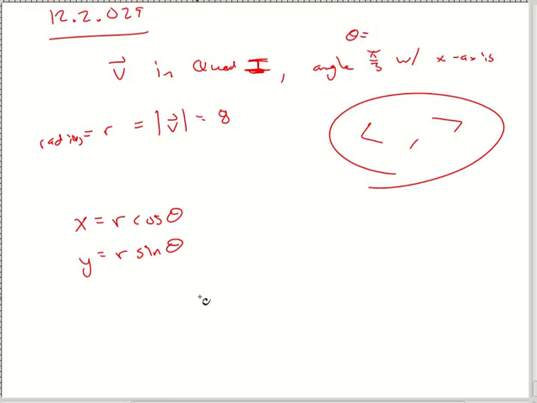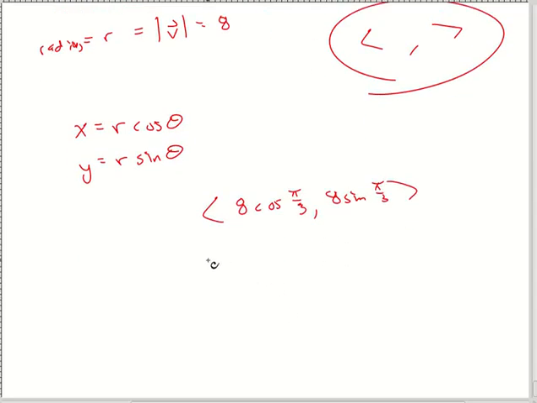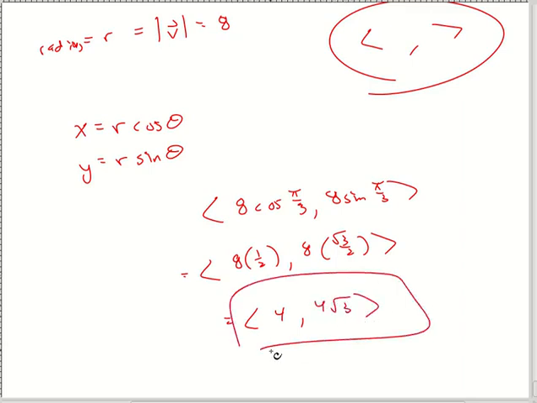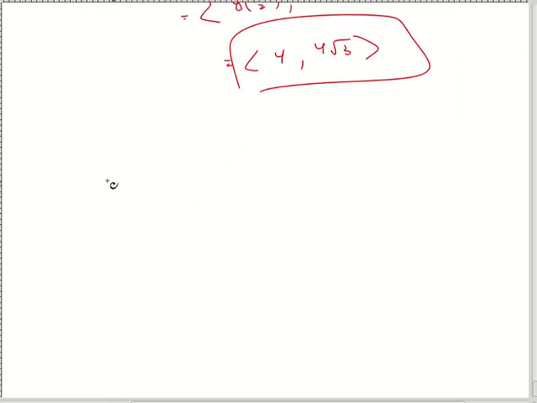So tossing them both in, here we go. My answer would essentially be 8 cosine pi over 3, 8 sine pi over 3. And of course we know what those cosines and sines are. I'm pretty sure it's 1/2 and square root 3 over 2. And so thus my final answer would be 8 cut in half, which is 4, and 4 square root 3, and you're done. So there you go. Pretty easy.